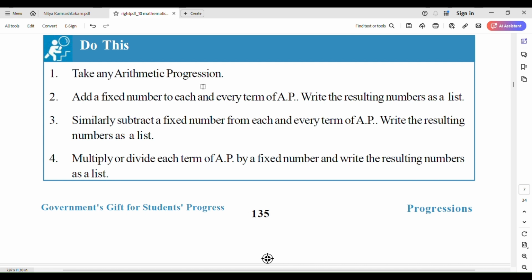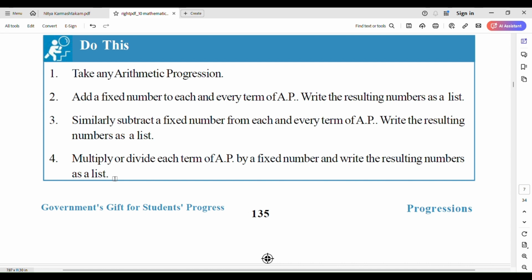Similarly, subtract a fixed number. Obviously, addition or subtraction are the same. If you subtract a fixed number from every term of an AP, the resulting series is again in arithmetic progression. Multiply or divide, let's try this. Take the natural numbers 1, 2, 3, 4, and so on. Multiply with 2. What happens? The result you get is 2, 4, 6, 8, which is the series of even numbers, again in arithmetic progression.